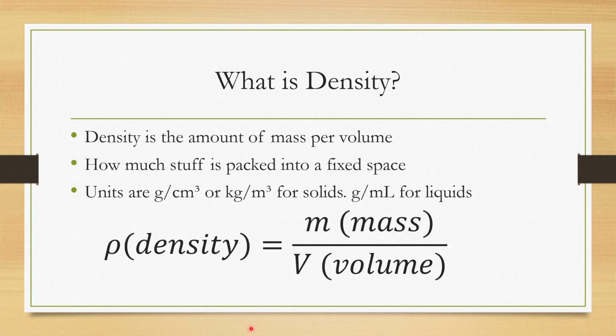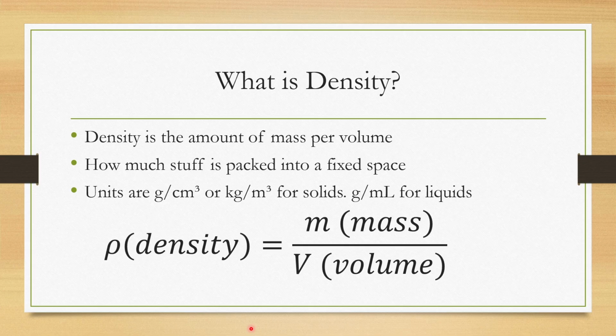Density is the amount of mass per volume. It describes how much stuff is packed into a fixed space. The units are grams per centimeter cubed or kilograms per meter cubed for solids, and the common measure is grams per milliliter for liquids. Density describes how heavy something is for its size.